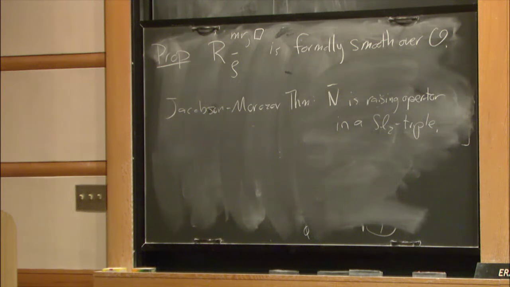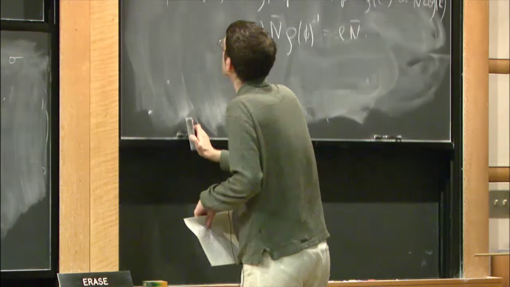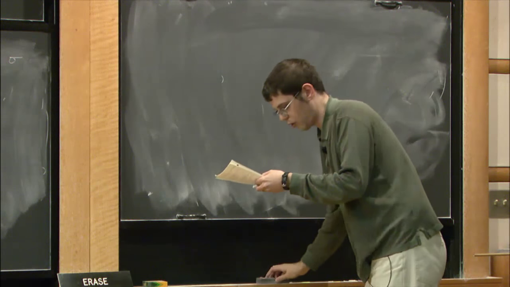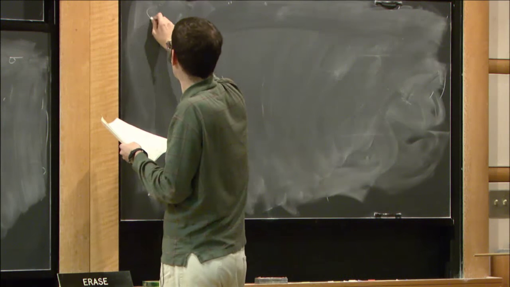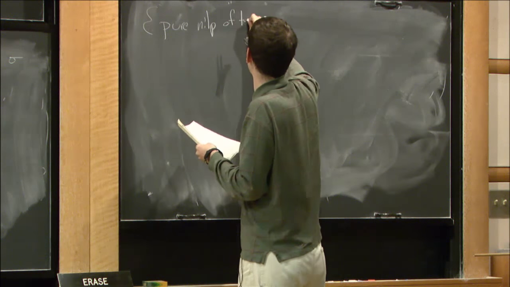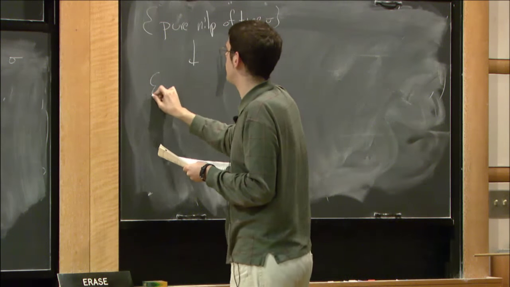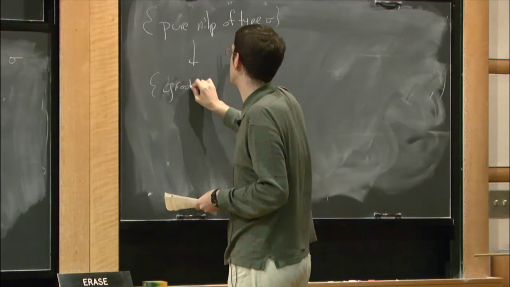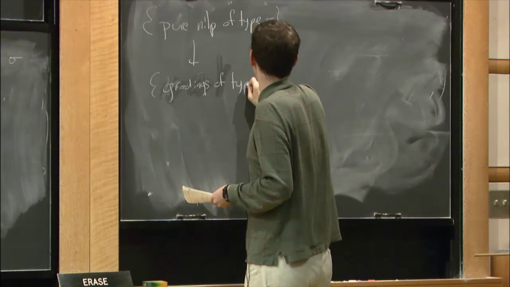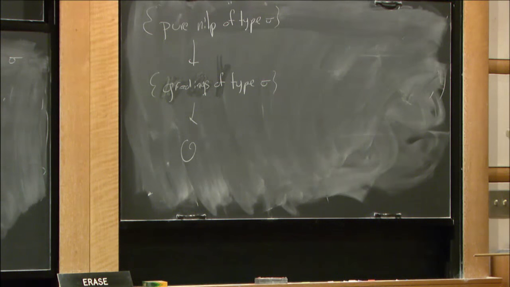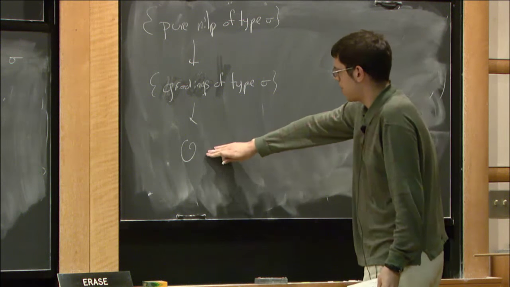Okay. So we have a definition. Let's analyze it now. So I'm going to show this smoothness. I want to think about just right now, just pure nilpotents of some type, and now just think about pure nilpotents, just gradings of type sigma for O. Okay. So the first step is to analyze this.